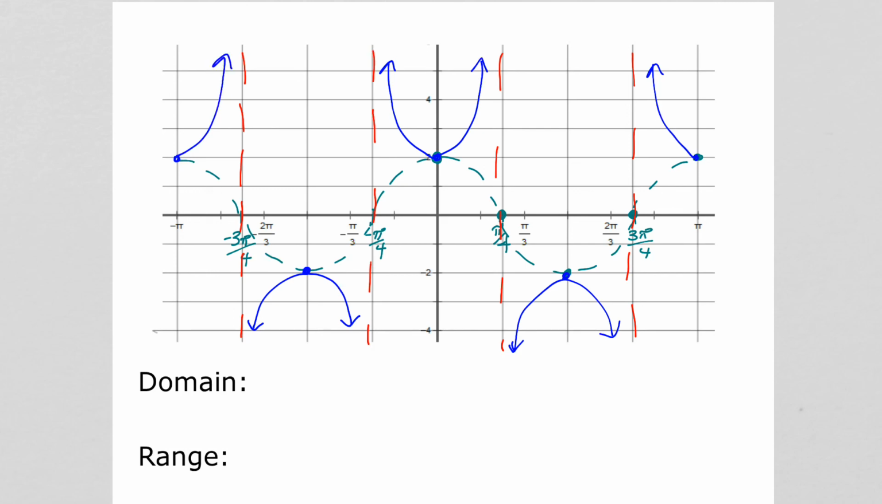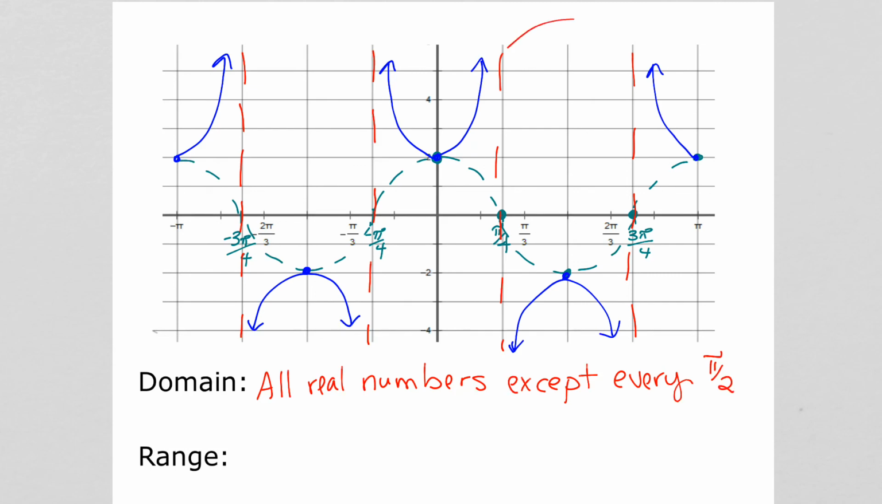So the domain is all real numbers except every half period. So the period was pi, so it's every pi over 2, and you can see the distance between the asymptotes is pi over 2. Beginning at one of the asymptotes, I'm just going to use x equals pi over 4.